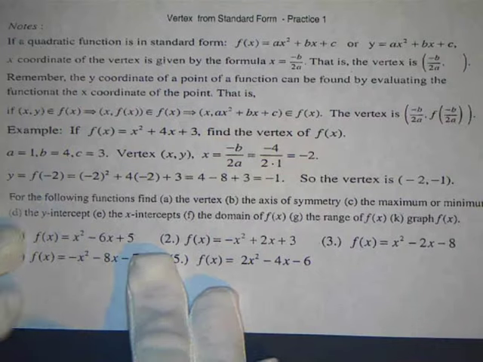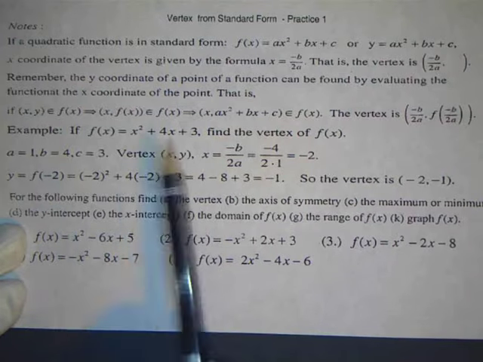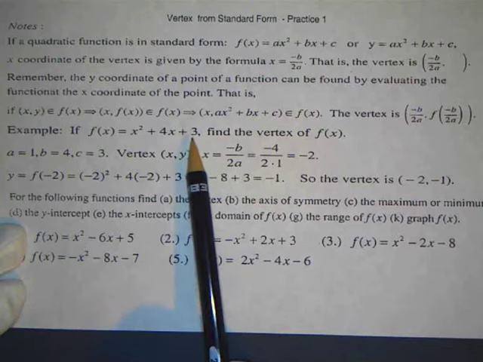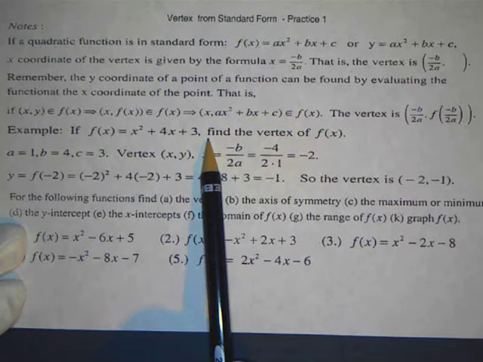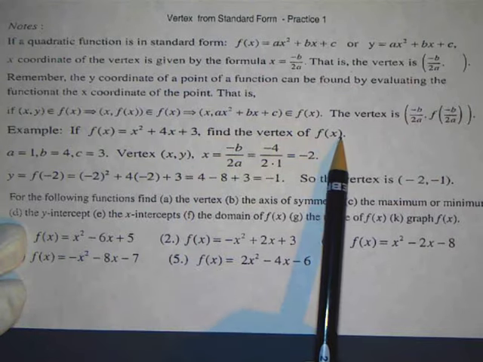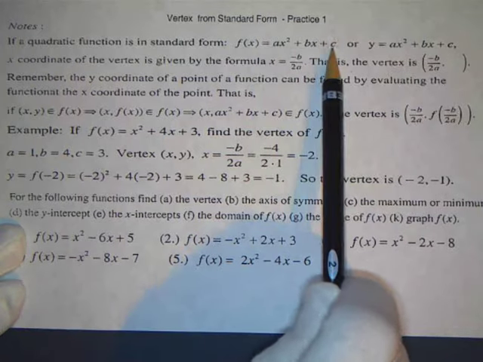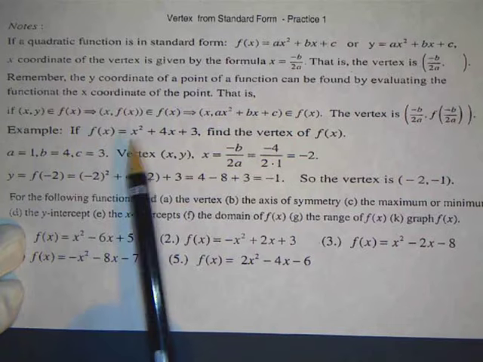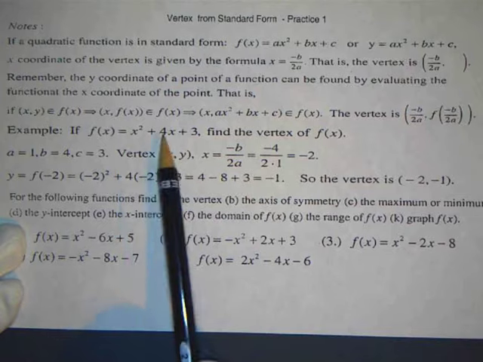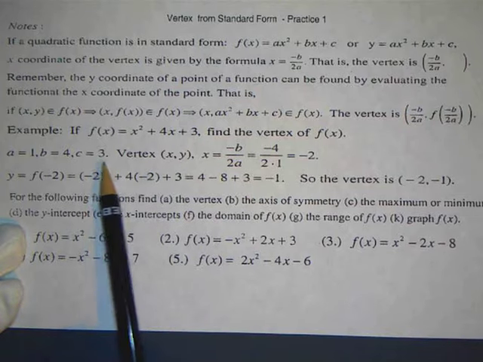So here's an example. If f of x equals x squared plus 4x plus 3, now this is in standard form, find the vertex of f of x. So first of all, let's identify the a, b, and c. The a is 1 because it's just 1 in front of x squared. It's 1x squared. So the a is 1, the b is 4, and the c is 3.